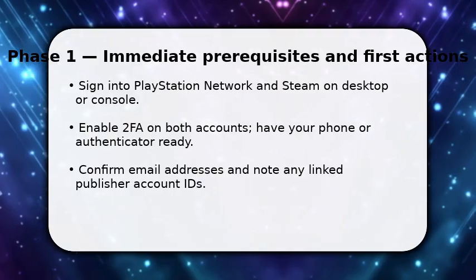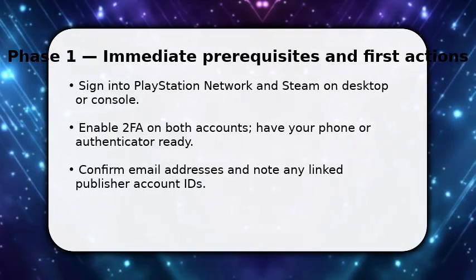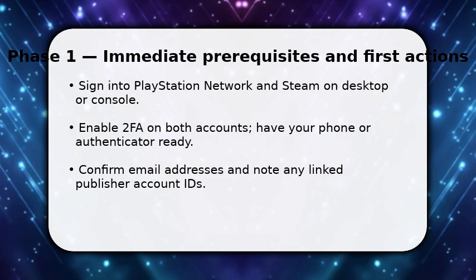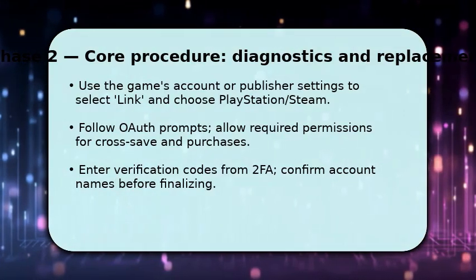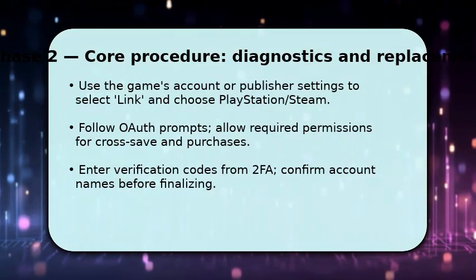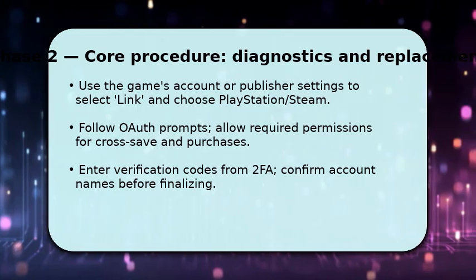Now open the game or publisher account page that supports linking. Proceed to the Account Connections or Linked Accounts section to begin the link flow. You now initiate the link from the game or publisher account. Choose Link, then pick PlayStation or Steam as the partner.